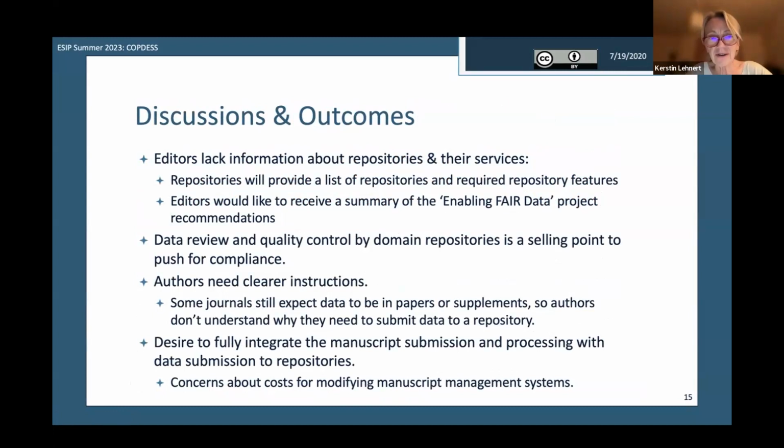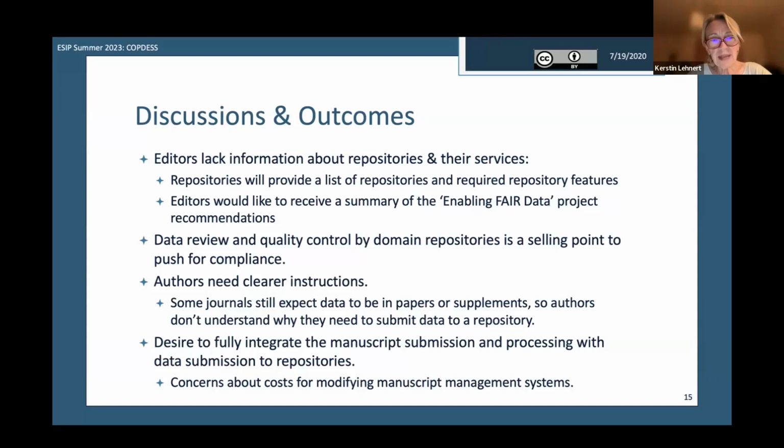They did really not understand how much the repositories can do, what they can do, the issues of authentication of restricted access to data during the review process, and so on. So it turned out, us as the repositories providing more information, providing lists of repositories that meet required features and so on, or telling them what the recommendations of the Enabling FAIR Data Project are, that's what they were really looking for.